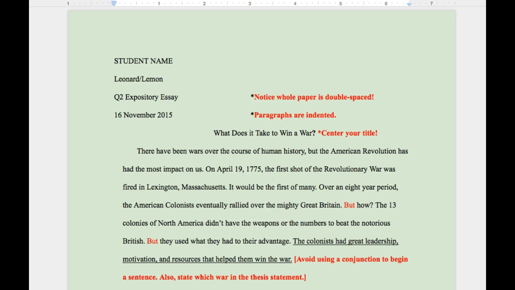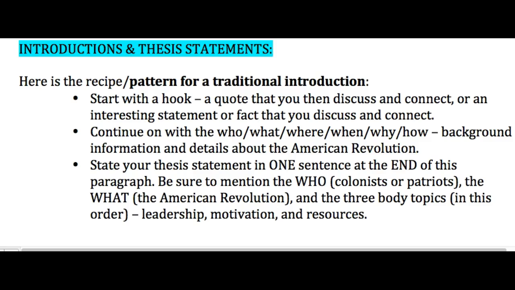We're going to take a quick look now at a little pattern for introduction paragraphs in case you're still having a problem with that. Here is the basic pattern for a regular introduction. You start with a hook, something that's interesting, a statement, a fact, even a quote. If you do use a statement, fact, or quote at the beginning, please make sure that you discuss it a little bit. Connect it to the rest of your introduction.